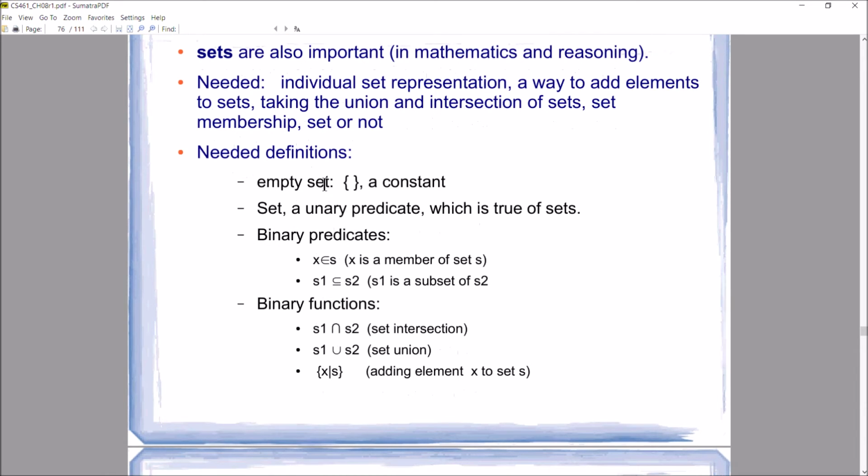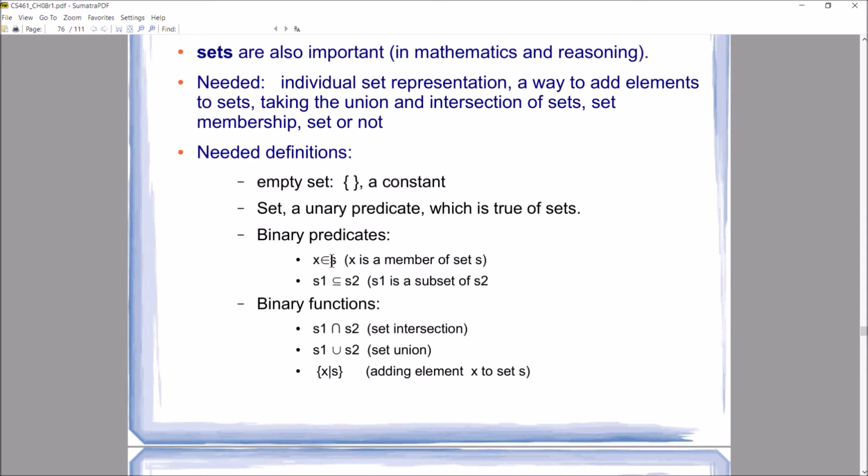What are some definitions you need? You have the empty set, which is a constant. A set, which is a unary predicate which is true for all sets. What are some binary predicates? X is an element of S, or is a member. So here you can see that they're using that syntactic sugar once again, so that it's a little easier to follow along by using syntax that's more familiar to you, right?